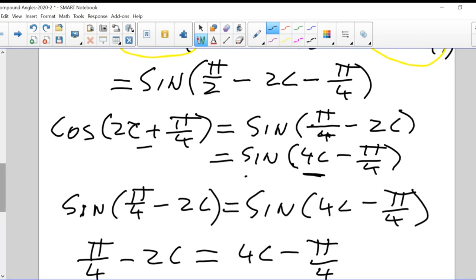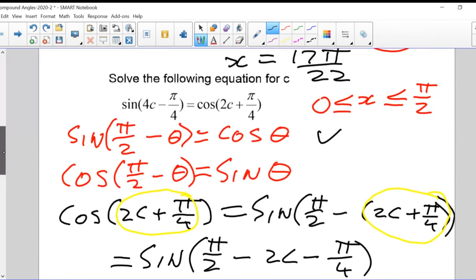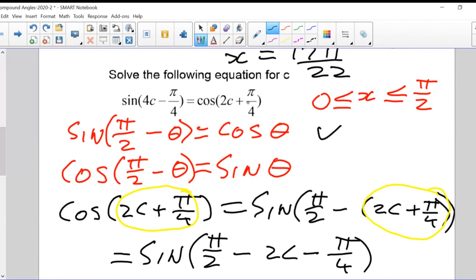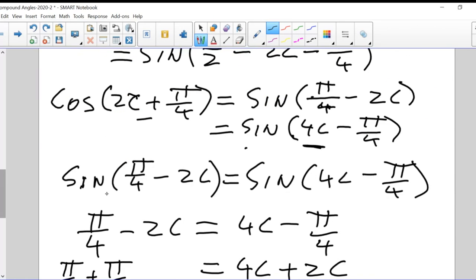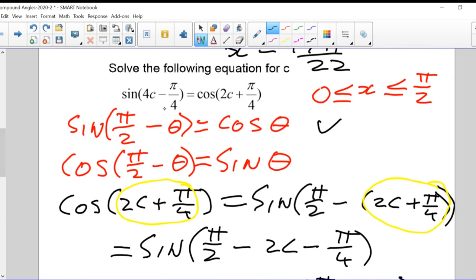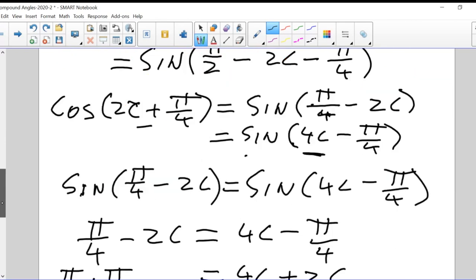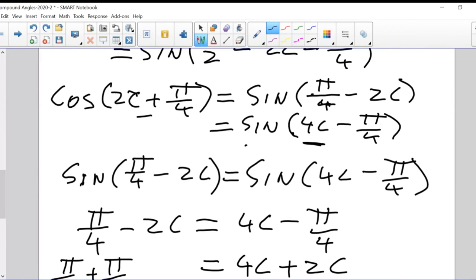Good, because the original question said that the cosine of 2c plus pi over 4 is equal to the sine of 4c minus pi over 4. So I took it from the very first question. The sine of this is equal to the cosine of that, so I just have all three things equal to each other, because that's what the question said initially. Does that make sense? Okay. So that's just showing you how we can use these cofunctions to solve equations.